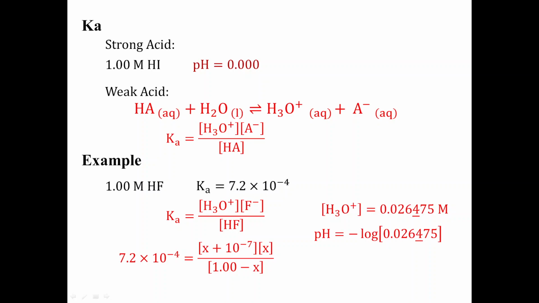So then we can solve for our pH, where we'll take the negative log of it, and we'll find that our pH is 1.576. So if we have 1 molar of a strong acid, we'll have a pH of 0. If we have 1 molar of a weak acid, now we have to consider the Ka value of that acid, and we'll find that the pH value is going to be a little bit higher. So it's going to be less acidic.